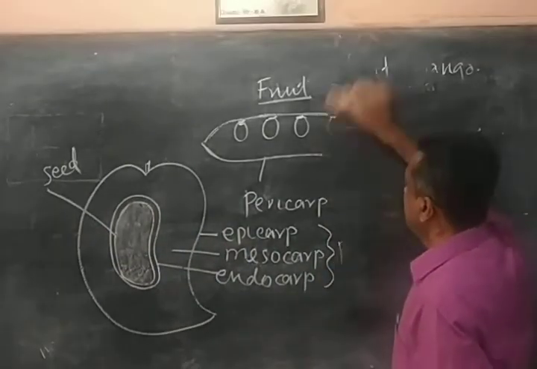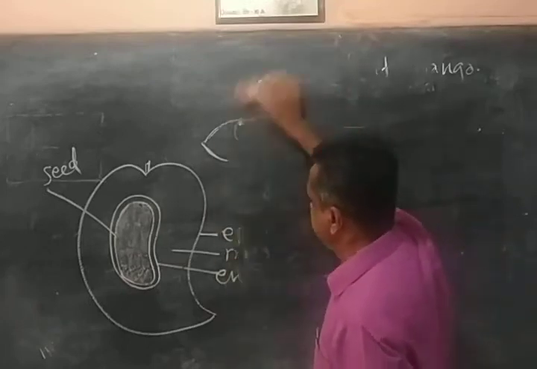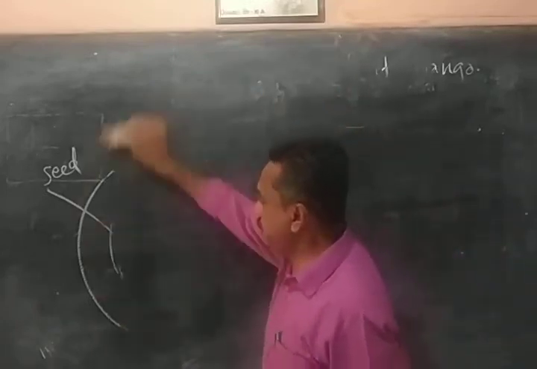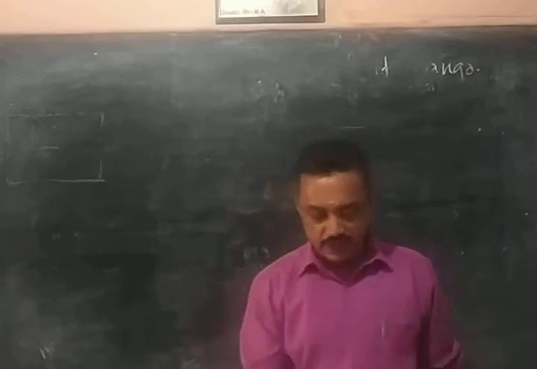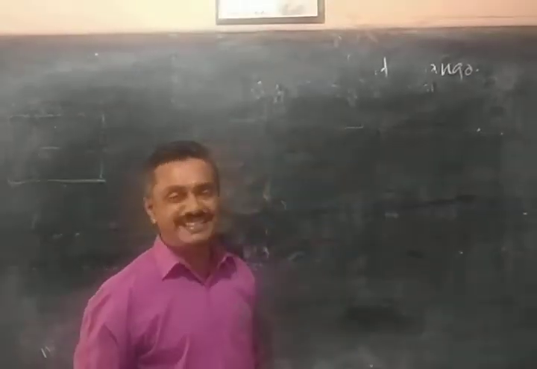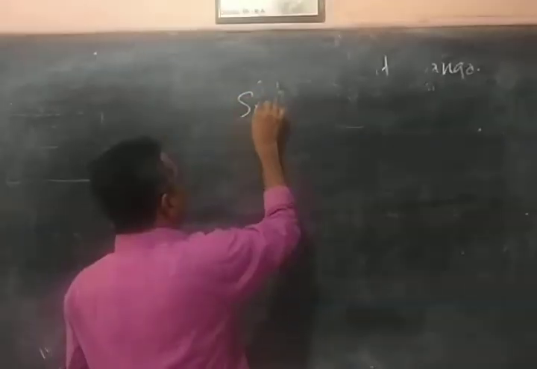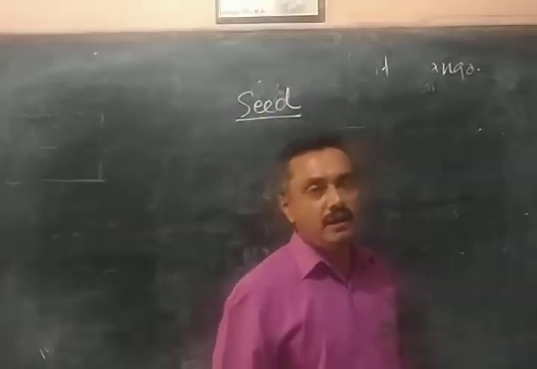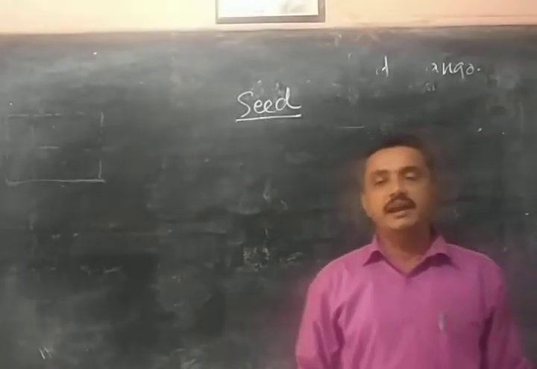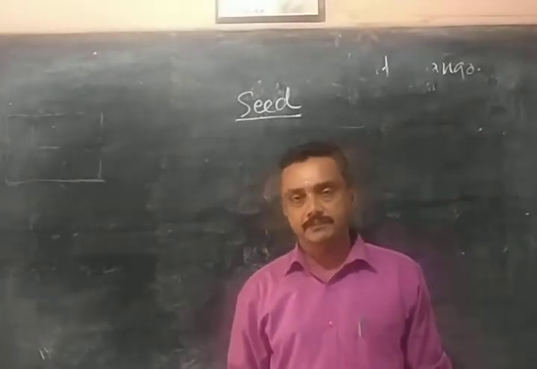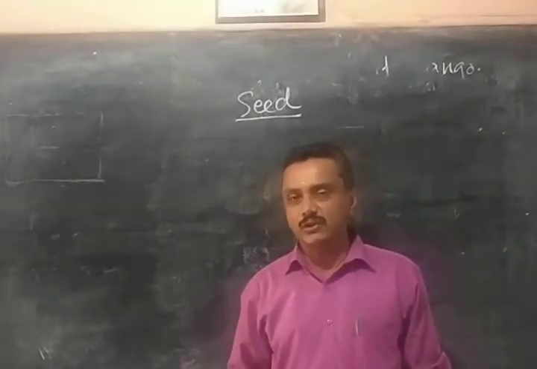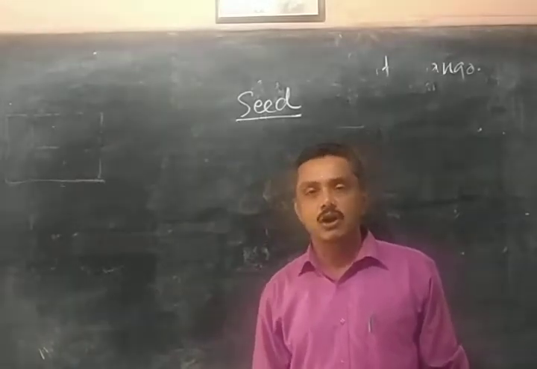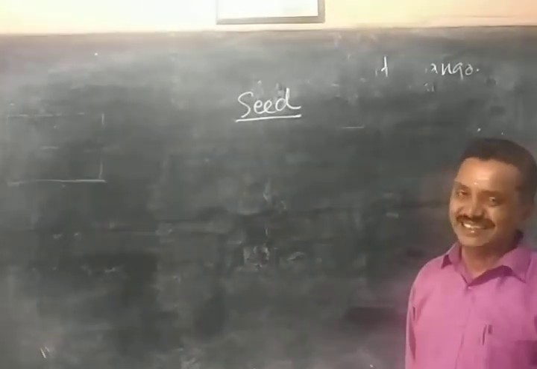This is the morphology of fruit. Then comes the morphology of seed. This is the last topic, and taxonomy remains, that I can explain directly only, because that is somewhat difficult to explain by this method. So, morphology of the seed.